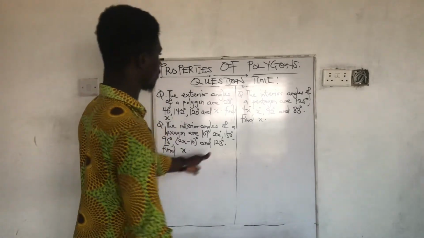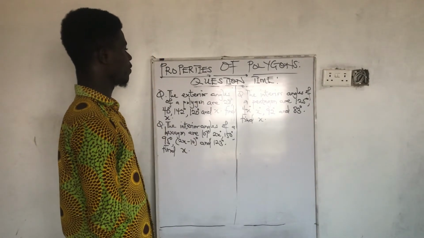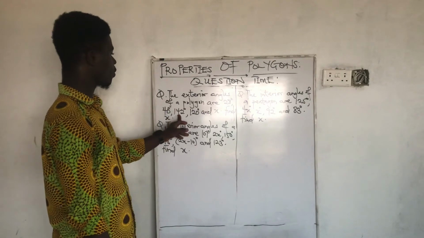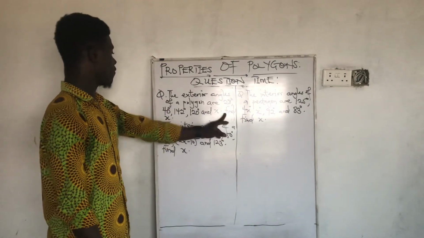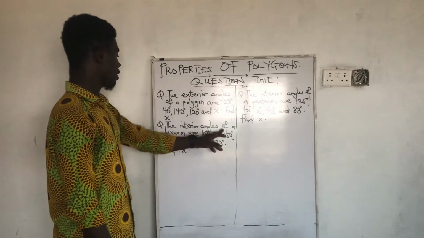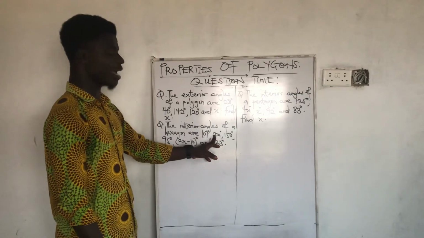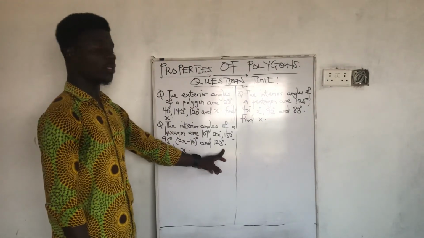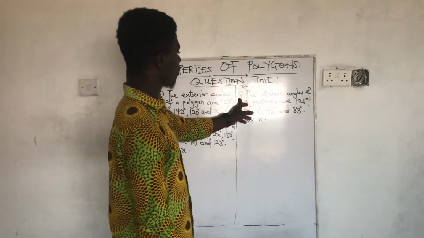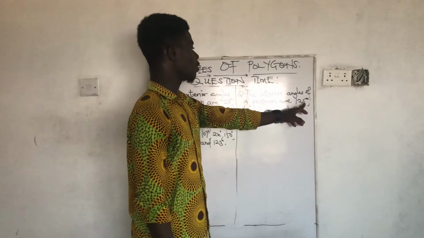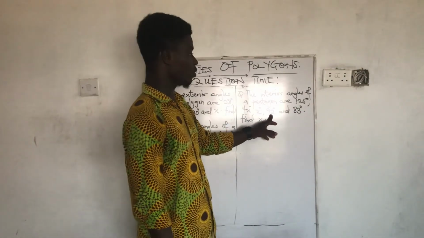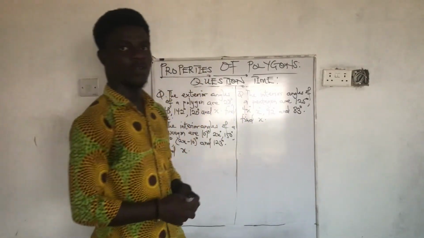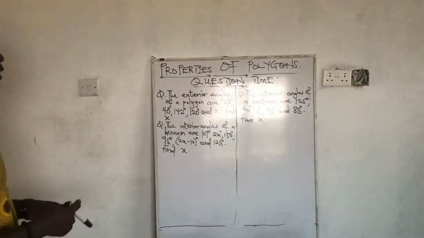Can you please try your hands on these three questions? They are very, very simple. Question 1: The exterior angles of a polygon are 20 degrees, 40 degrees, 142 degrees, 120 degrees, and x. Find x. Question 2: The interior angles of a hexagon are 107 degrees, 2x degrees, 150 degrees, 95 degrees, 2x minus 10 degrees, and 123 degrees. Find x. Question 3: The interior angles of a pentagon are 125 degrees, 4x degrees, x degrees, 92 degrees, and 83 degrees. Find x. So, very, very simple, as you can see.